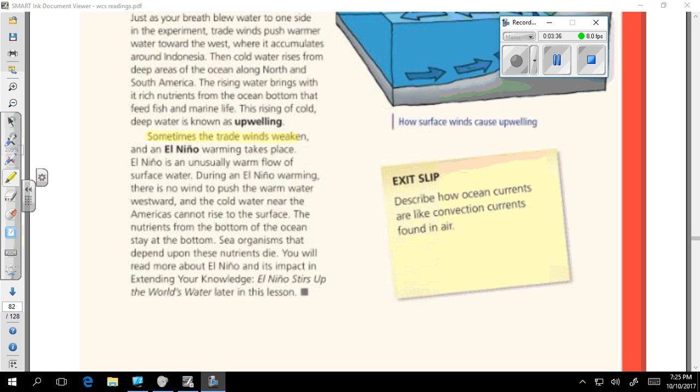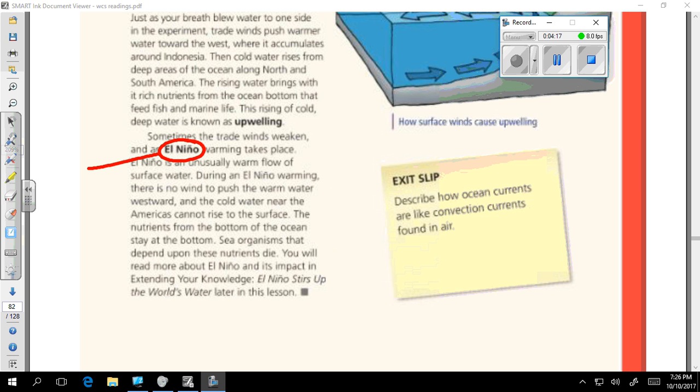Sometimes the trade winds weaken and an El Niño warming takes place. El Niño is an unusually warm flow of surface water. During an El Niño warming, there is no wind to push the warm water westward, and the cold water near the Americas cannot rise to the surface. The nutrients from the bottom of the ocean stay at the bottom. Sea organisms that depend upon these nutrients die. You will read more about El Niño and its impact in extending your knowledge. El Niño stirs up the world's water later in this lesson.